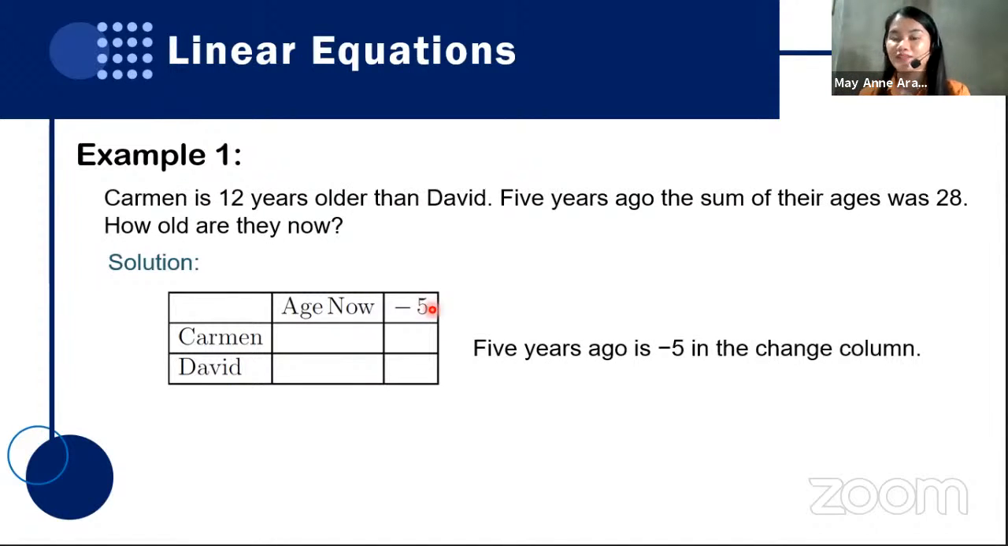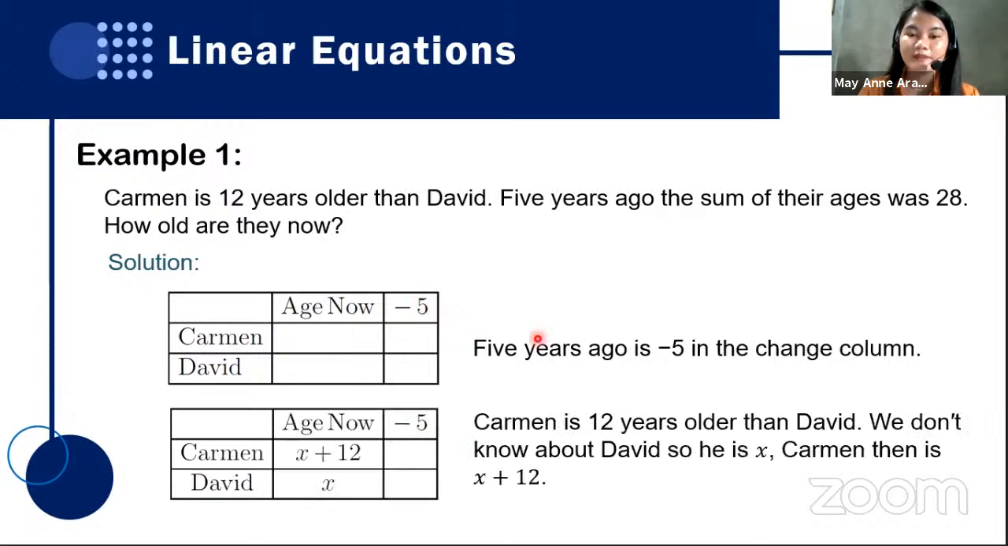5 years ago, so minus 5. Magbabawas tayo ng 5. Then, alin ba yung ginagawang x, alin yung dinadagdagan? So, Carmen is 12 years older than David. From the problem, since we do not know about David, so he is x. So, kung saan yung pinagkokomparahan, yun yung magiging value ng x nyo. Kasi kinompare siya kay David, so siya yung magiging x. Let x be the age of David.